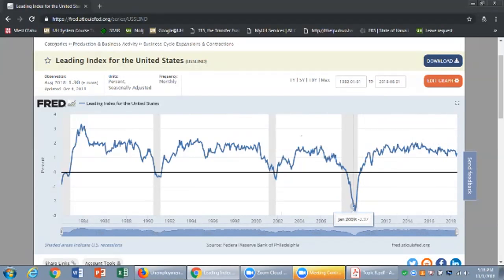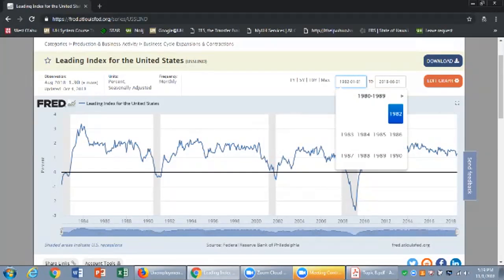Again, we could have our debates about whether we think that's actually going to happen, but economists aren't generally. Let's change the date of this. So it looks like we're due for a recession.